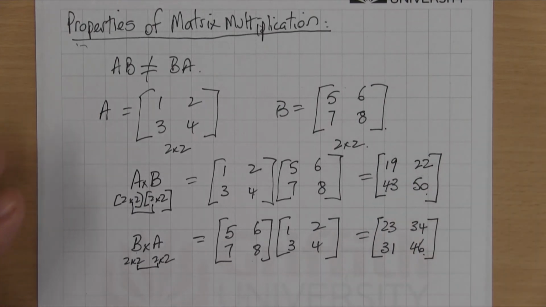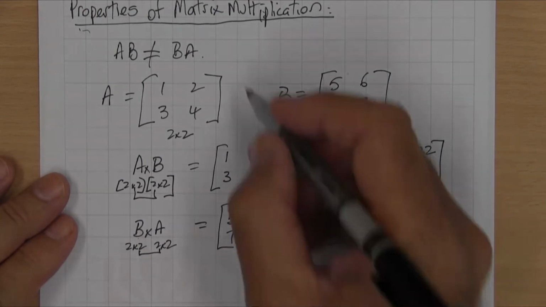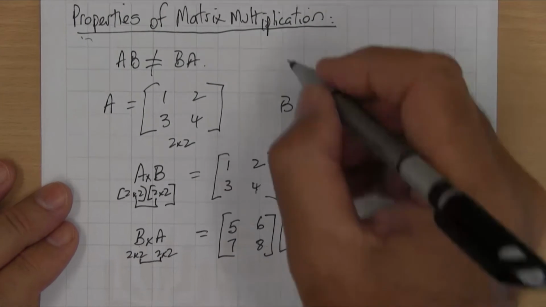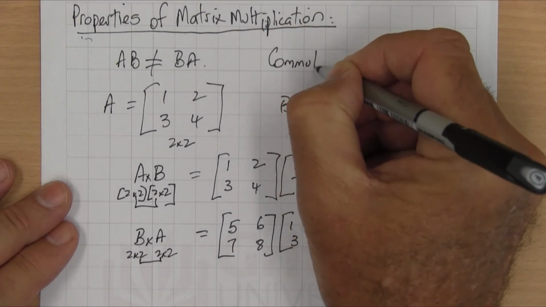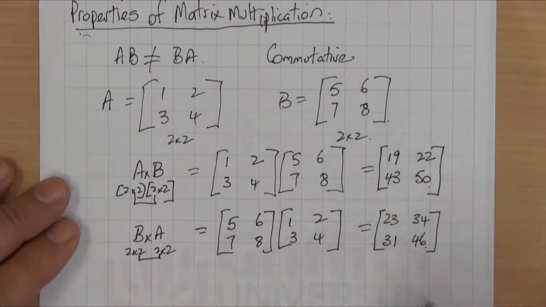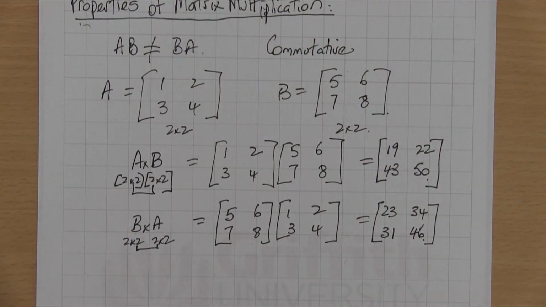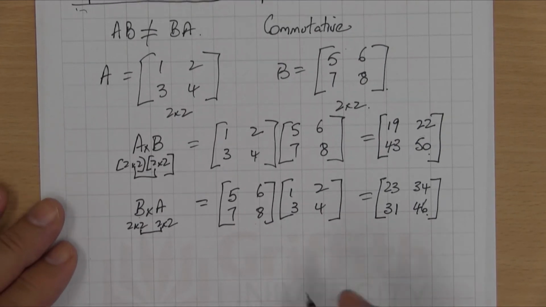Nowhere near the same. So in general, A times B is not equal to B times A when we're talking about matrices. That's called the commutative rule. With general multiplication of numbers, the commutative rule holds true. 3 times 2 is the same as 2 times 3. So it holds true for integers, for fractions, for decimals, but doesn't hold true for matrices. The other rule is the associative rule.